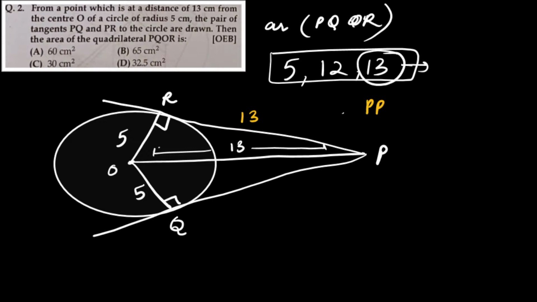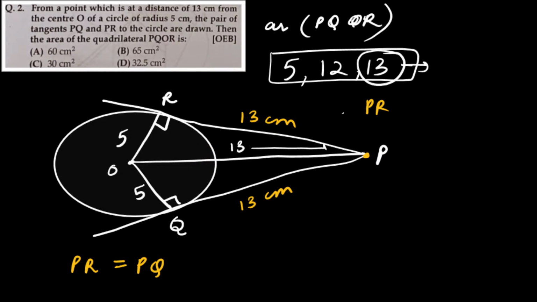So PR is 13, and PQ is also 13. We also know that if we draw tangents from the same exterior point, the tangents are equal in length. So from that property also we can write PR is equal to PQ. Both are 13 centimeter. Now, how can we find the area of triangle? Both the areas will be the same because the triangles are equal.